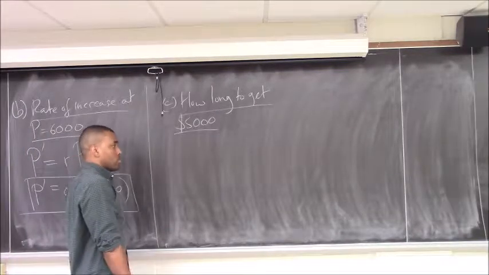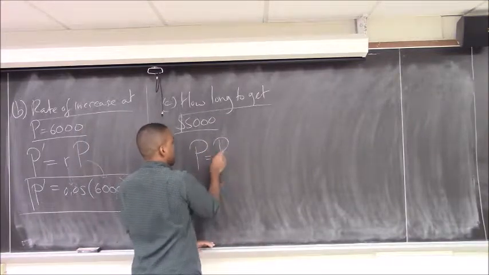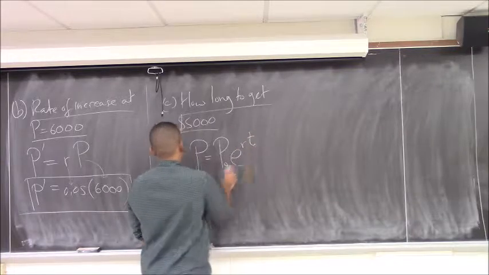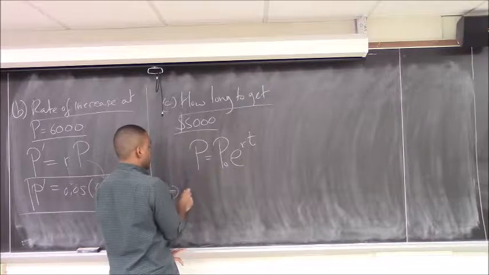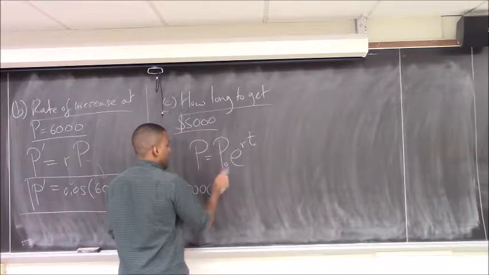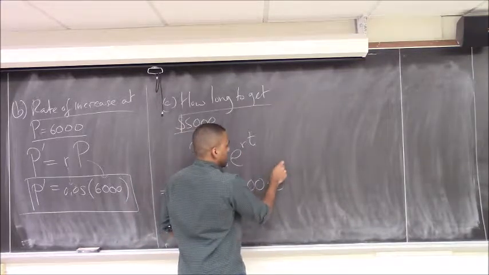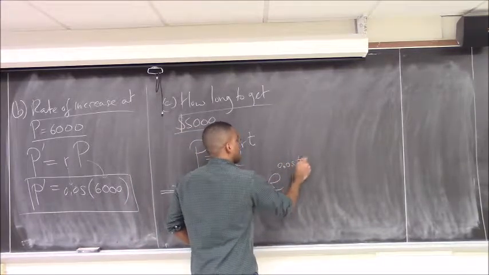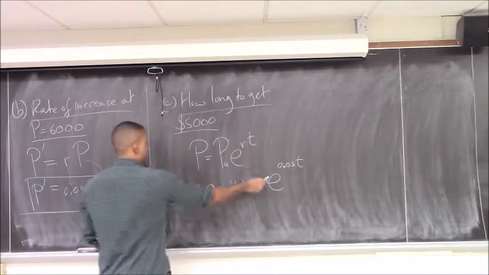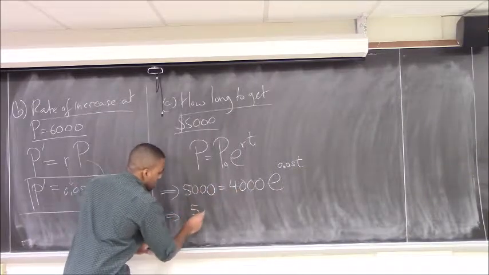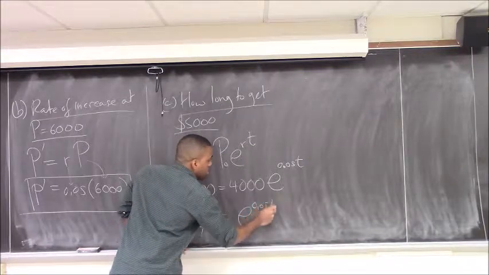Right, the PERT formula. P equals P naught e to the RT. We can plug these in, so I want the current amount to be 5,000. I started with 4,000. And my R I know is 5%. And I want to know what T value will allow this to happen. So T is what I'm going to solve for. I'm going to divide both sides by 4,000. This gives us 5 over 4 is equal to e to the 0.05 T.